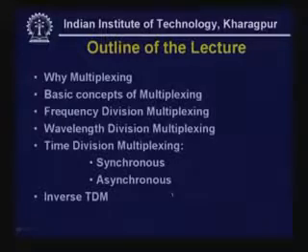divided into two different types: frequency division multiplexing and time division multiplexing. And as we shall see, the frequency multiplexing technique has two different variations, the frequency division multiplexing and wavelength division multiplexing. And the other one, the time division multiplexing, again has two different types, synchronous and asynchronous, which we shall discuss in detail. And finally, we shall discuss about inverse time division multiplexing, which is also in use today.